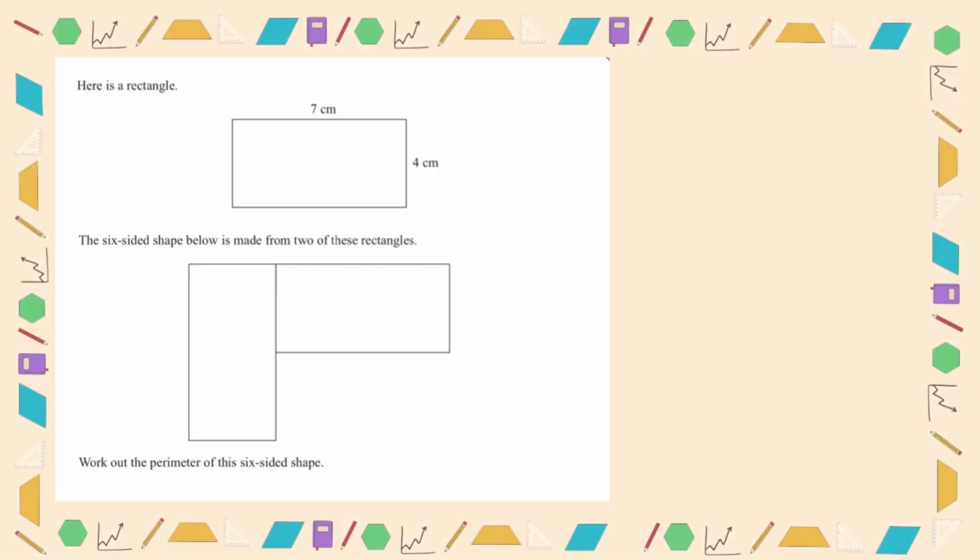Let's have a go at some questions. Here is a rectangle. The six-sided shape below is made from two of these rectangles. Work out the perimeter of the six-sided shape. So here they're asking for the perimeter, so that's the outside of the shape. So let's write down all the measurements based on the rectangle above. Remember, we don't want any inside bits because we only want the outside.